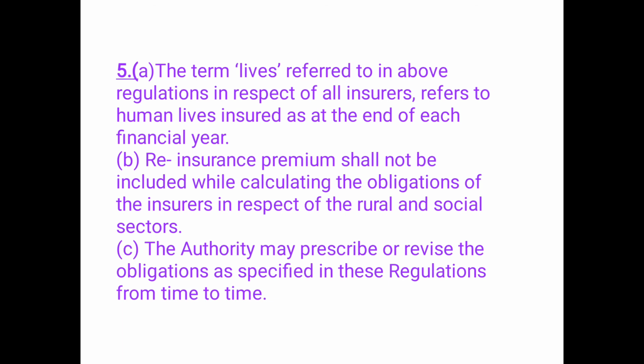Next, fifth one. First, the term lives referred to in the above regulations in respect of all insurers refers to human lives insured as at the end of each financial year. And second, reinsurance premium shall not be included while calculating the obligations of insurers in respect of rural and social sectors. The authority may prescribe or revise the obligations as specified in these regulations from time to time.